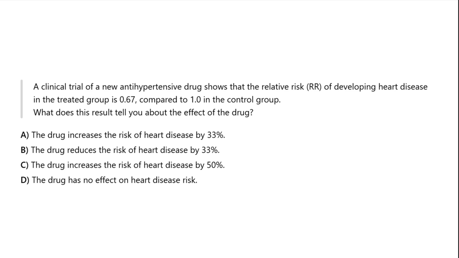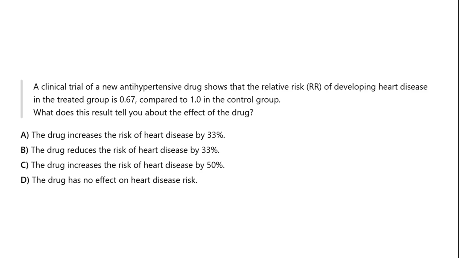So here's another practice question. I'll give you time to read it. We have a clinical trial of a new antihypertensive drug that shows a relative risk of developing heart disease in the treated group to be 0.67 compared to the control group of 1. What does this result tell you about?